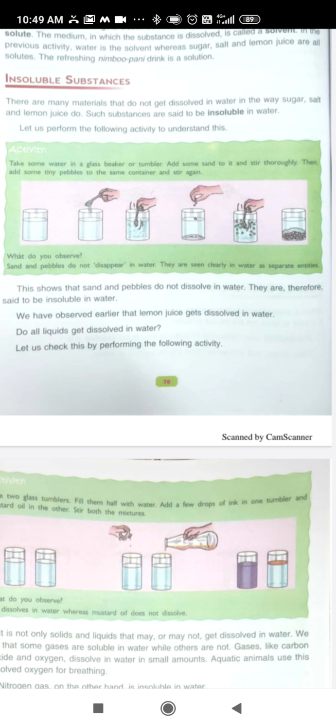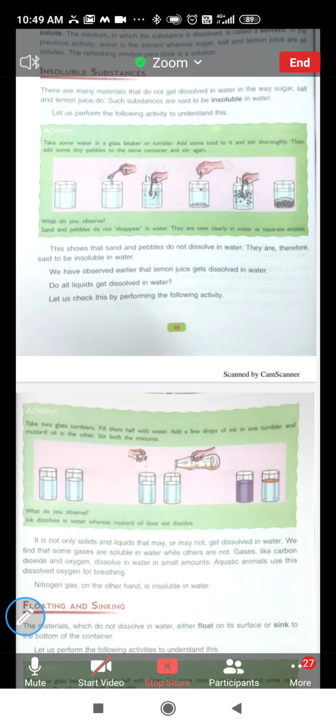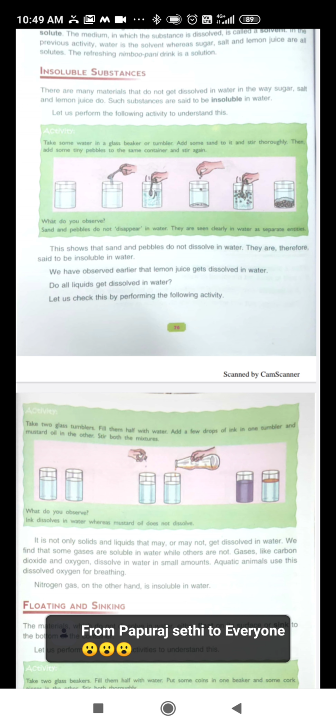We have observed earlier that lemon juice gets dissolved in water. Do all liquids get dissolved in water? Let us check this by performing the following activity. So the liquid that gets dissolved in water is the ink. Okay, take 2 glass tumblers, fill them. Yes, the liquids which get dissolved in water and do not get dissolved in water.